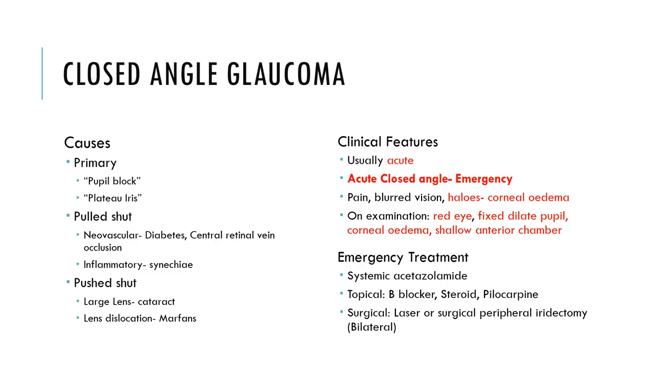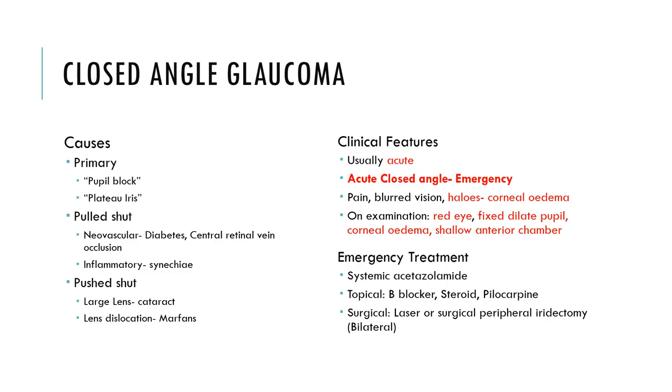This causes a buildup of pressure behind the iris, and then the iris bows anteriorly, leading to closure of the angle. So that's pupil block. Next proposed mechanism is the plateau iris. This is a configuration where the ciliary body is relatively anterior and opposes the peripheral iris. This means that the peripheral iris is pushed forward and then closes the angle, and thus stops the drainage of the aqueous humor into the canal of Schlemm. So that's the primary closed angle glaucoma.